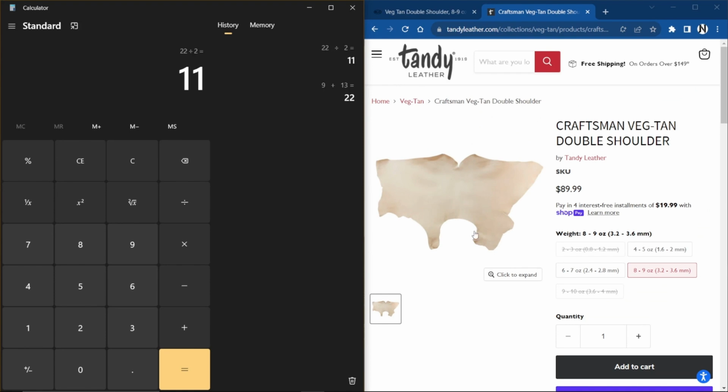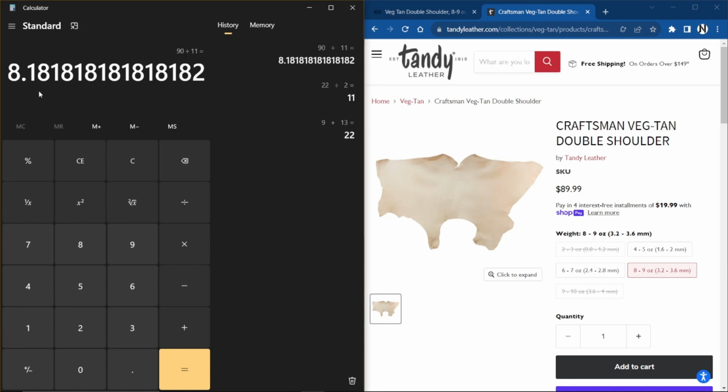So once you know that one number, the average square footage, you just take this price, I'm just going to say $90, and you're going to divide it by that average square footage, 11, and that equals $8.18, 1818 forever. So if I were you, I would either just round up to $8.25 or maybe $8.50. Always round up, never round down. Don't round down to $8. You're going to be losing money there.